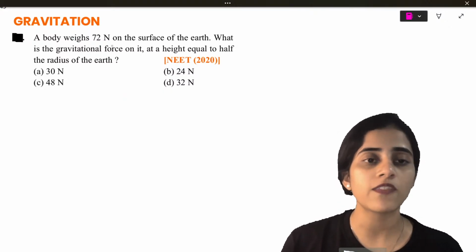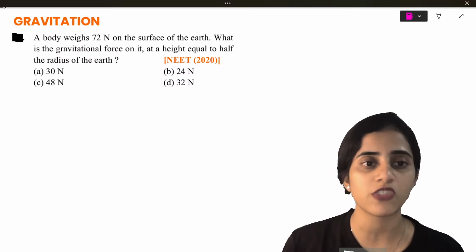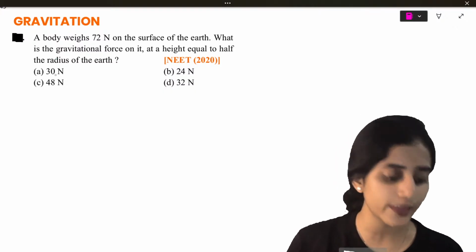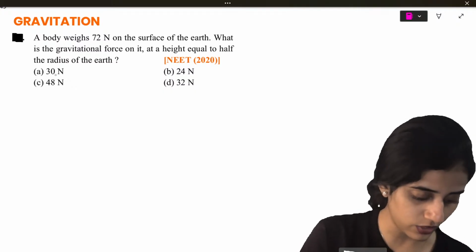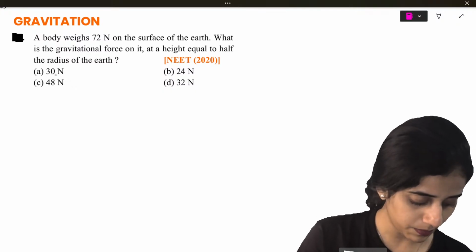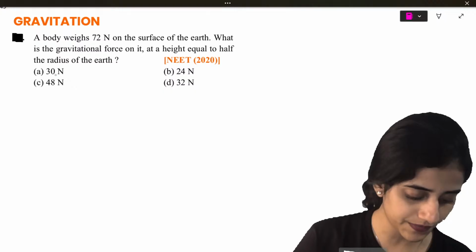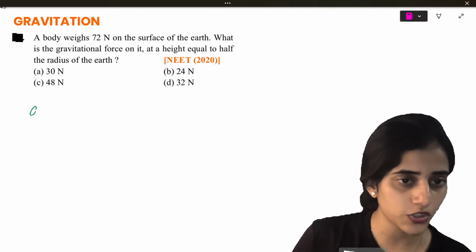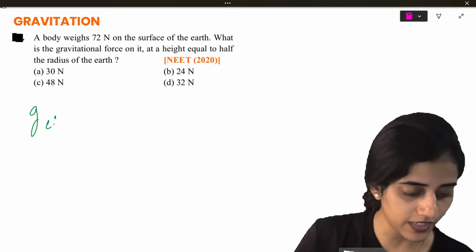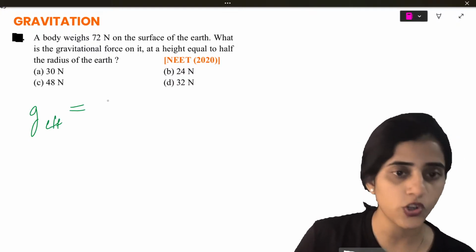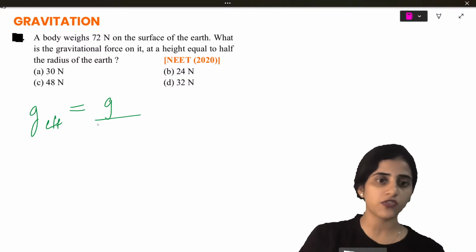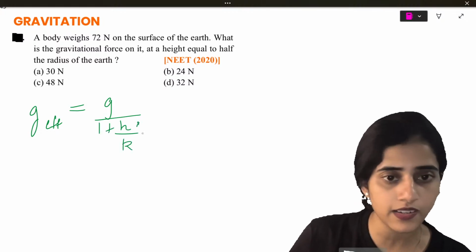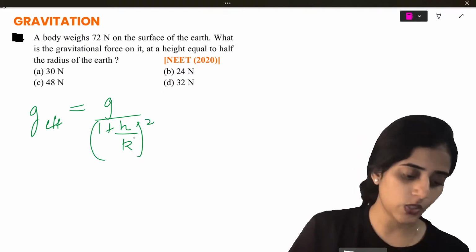Okay. A body weighs 72 Newton on the surface of the Earth. What is the gravitational force on it at a height equal to half of the radius of the Earth? Pratap Kumar, very good. Okay. So what should you do? So g effective is going to be g, since it is at a height. So what is the formula? g divided by 1 plus h by R, the whole square.